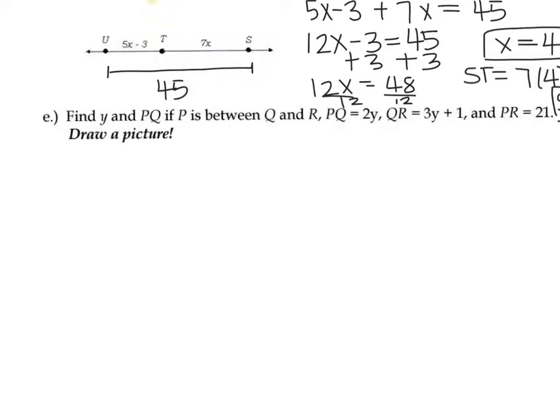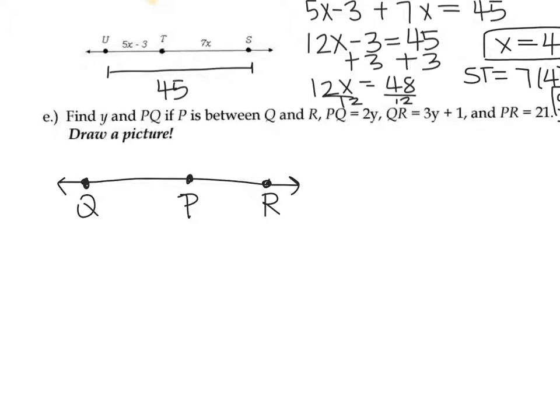So our last example says find y and PQ if P is between Q and R, PQ equals 2y, QR equals 3y plus 1, and PR equals 21. Notice how it says draw a picture, because if you don't draw a picture, it can sometimes be very hard to figure out how to set up your equation. So I'm going to draw my points, Q and R, and now I know P is between them. I don't know where, so I'm just going to draw point P somewhere between Q and R.